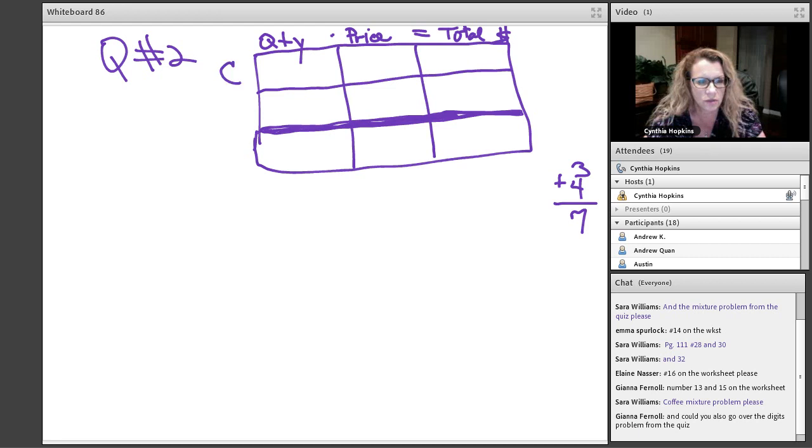I'm just going to put a C and a T for that. Those are the two we're mixing together to get this blend. So I'm going to write out the word blend. That's what we're going to end up with. Okay, so let me go back.